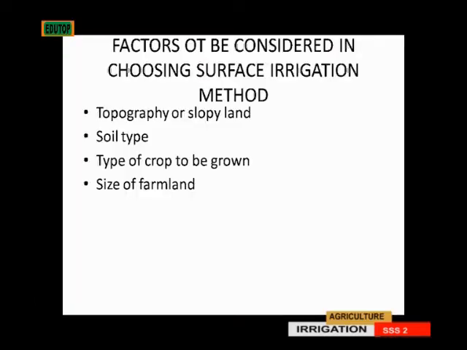Else you just spoil your crop with heavy flooding. Now, the factors to be considered in choosing surface irrigation method: you have to look for a sloping land. Then the soil type should not be sandy. Then the type of crop to be grown should be the one that will tolerate enough water, not the one that needs just a little water, because heavy flooding may occur. Then your size of farmland too should be of consideration when you are using surface irrigation system.